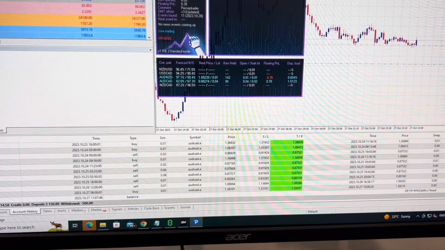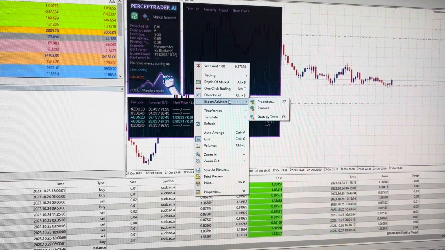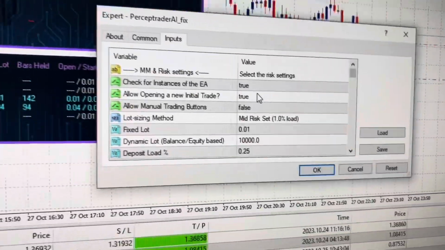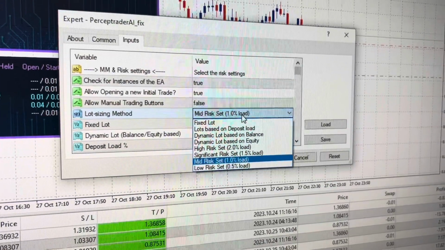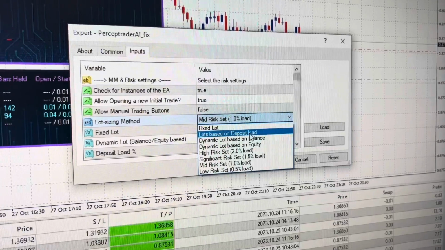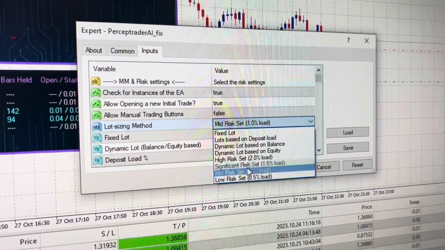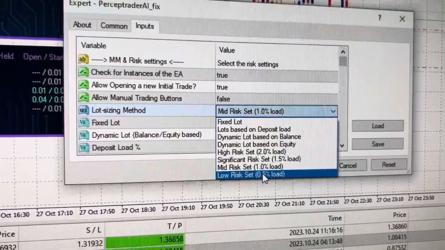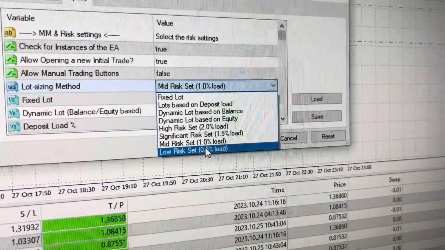So I'll talk about some of the settings and show you how it works. If we go into the properties, let's have a look. What you can do is you can set your risk level. I don't recommend using fixed lot or lots based on deposit mode. I recommend using one of these so that it will open a trade size based on your actual account. For those who are risk averse, I would suggest going down to low risk.